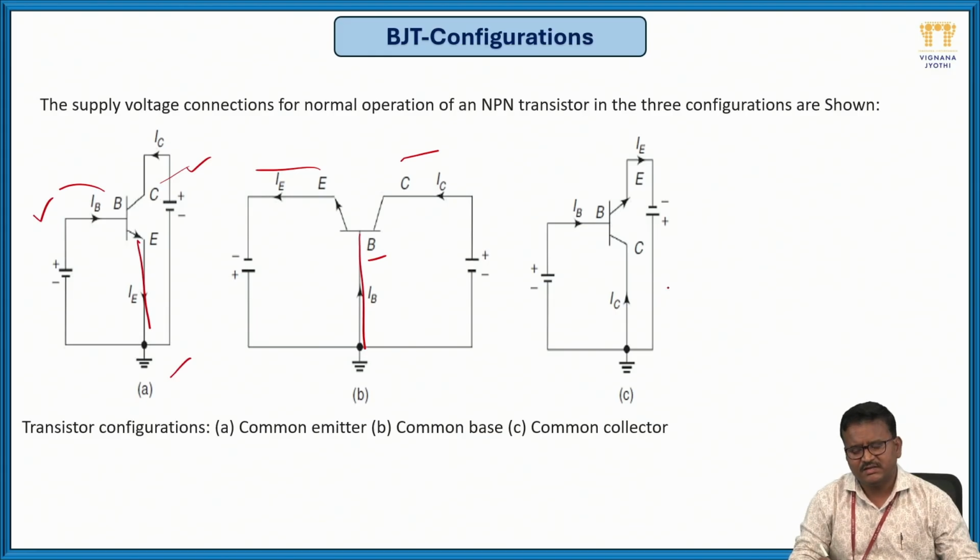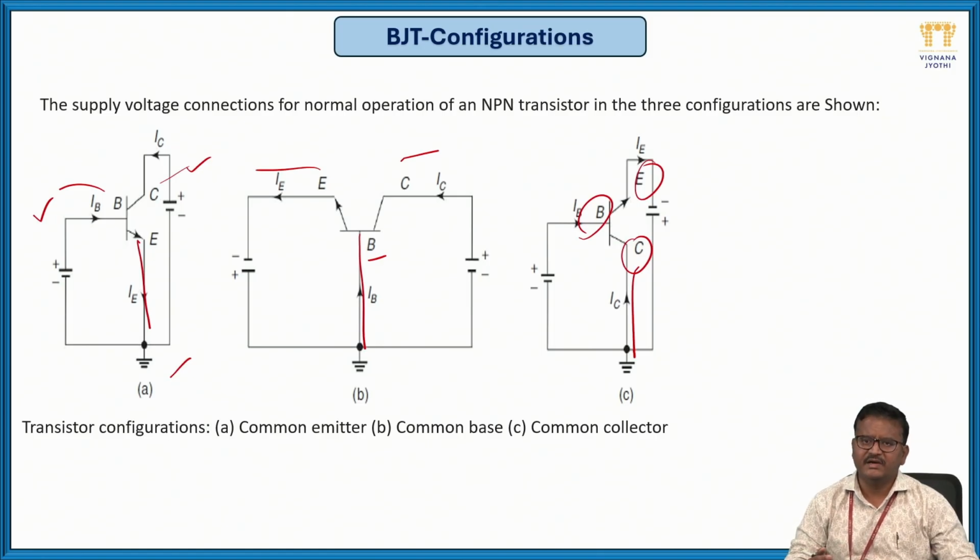Likewise, the common collector. In a common collector, the collector is common to input and output. So you can apply input at the base and collect output at the emitter. So here we have the three configurations of a transistor. Now we'll discuss each and every one in detail.